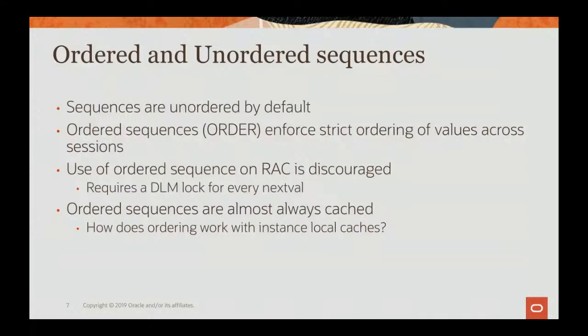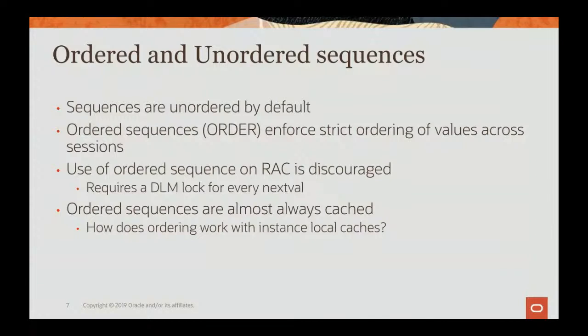Now, in a non-RAC setting, when you have a single instance, ordered and unordered sequences are pretty much indistinguishable, because as we discussed, the sequence cache is instance local. So sessions are always going to pick from the sequence cache in order. They're going to use some form of lock to protect concurrent access. And the true issue only occurs when an ordered sequence is accessed on RAC.